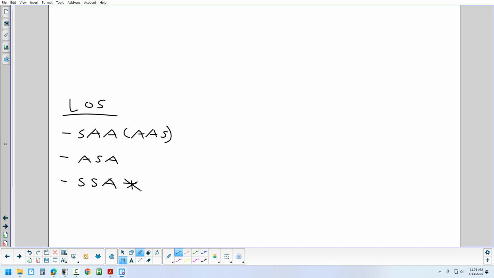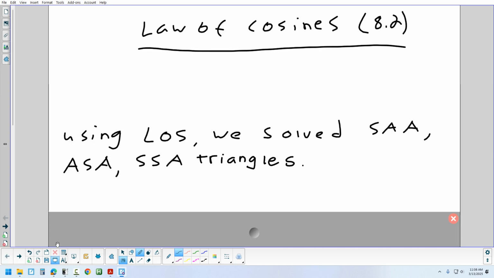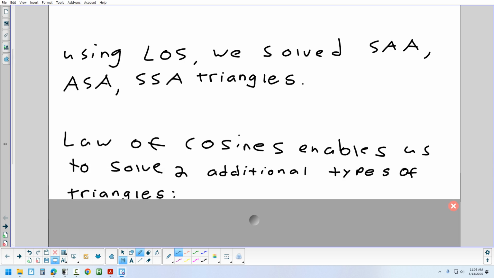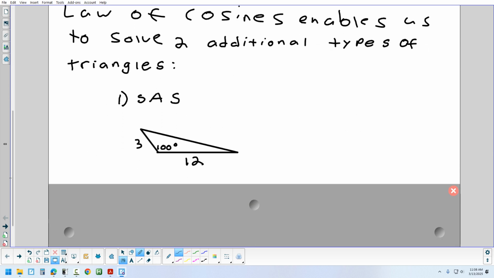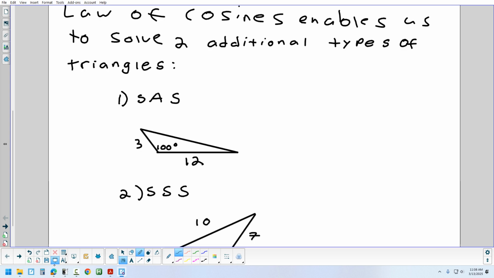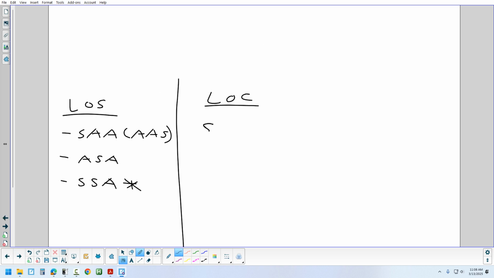All right. So now we're going to look at law of cosines. And I'm going to show you what two types of problems we can do with that. Okay, so that's what we used for law of sines. Law of cosines is going to enable us to solve these two types: side, angle, side, and side, side, side. That's every type of triangle problem you could have. There are no other types.